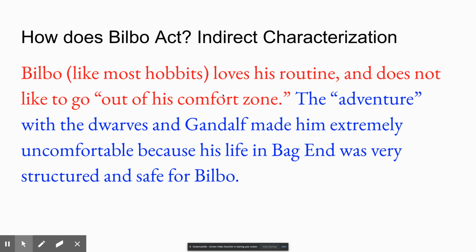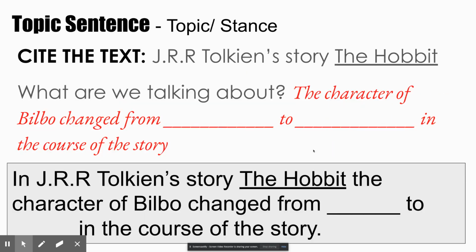Bilbo loves his routine, didn't want to go on the adventure. You don't have a lot of information. Down here, you kind of provide the so what. Okay, topic sentence. This one right here, I'm going to kind of give it to you because you have to have the author and you have to have the text.